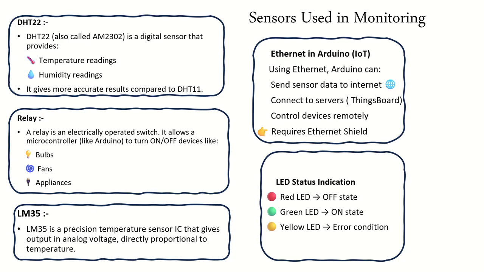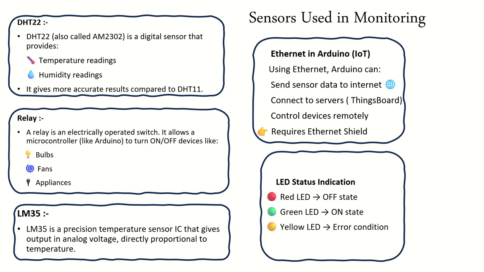DHT22 is a digital sensor that provides temperature reading and humidity reading. It gives more accurate results compared to DHT11. DHT11 is an old version and DHT22 is a new version. So basically, DHT22 gives temperature and humidity readings. That's why we use it in our Node 1 and Node 2 program.